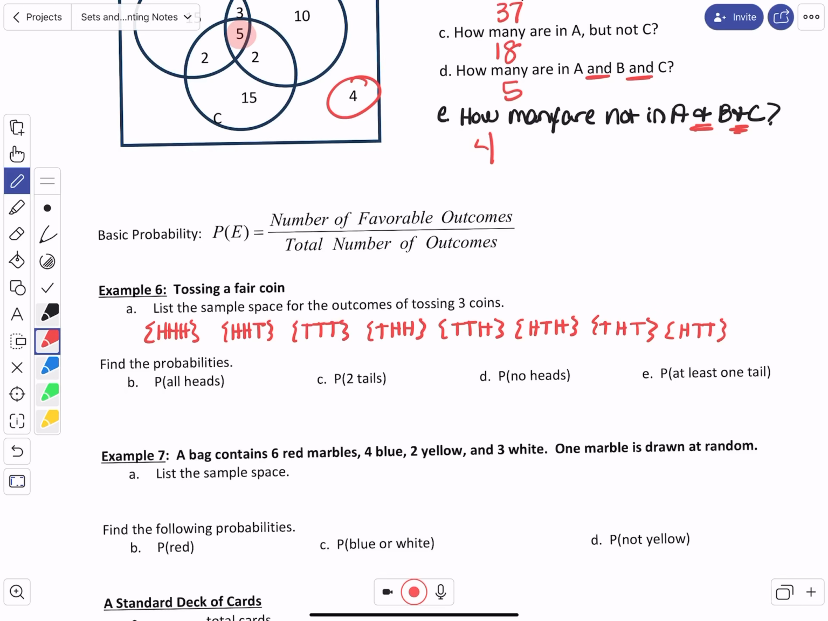So the probability that you could get all heads is 1 out of 8 because that only happened one time where we got all heads. The probability that we got 2 tails happened 3 out of 8 times. Okay, because we had a total of 8 possibilities that happened, and 3 times we got 2 tails. The probability that we got no heads was 1 out of 8 times. And the probability that we got at least 1 tail was 7 out of 8 times.